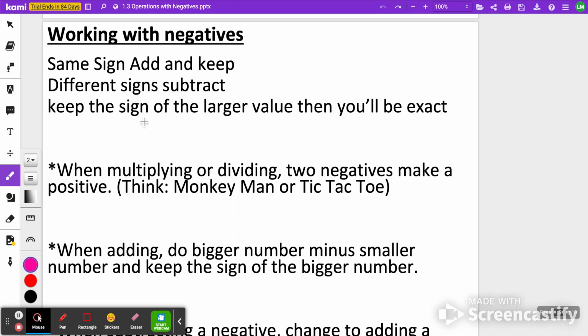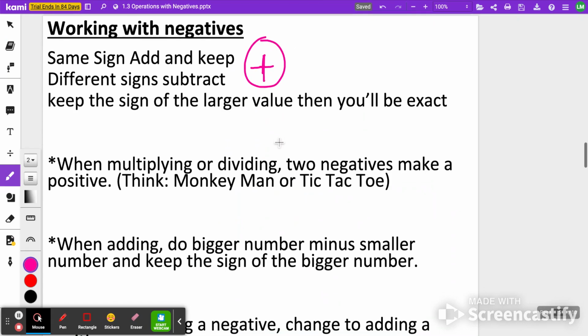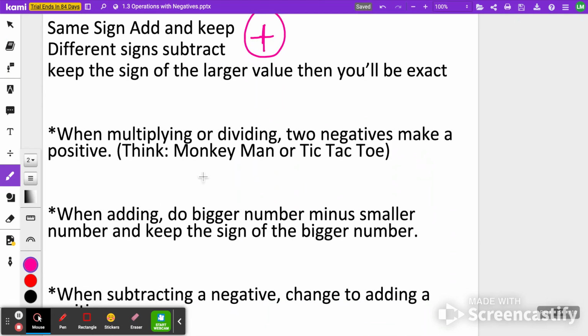When you are adding integers, you're going to think of this song: same signs add and keep, different signs subtract. Keep the sign of the larger value, then you'll be exact. You could also do something down here, and I'll talk about that in a second.